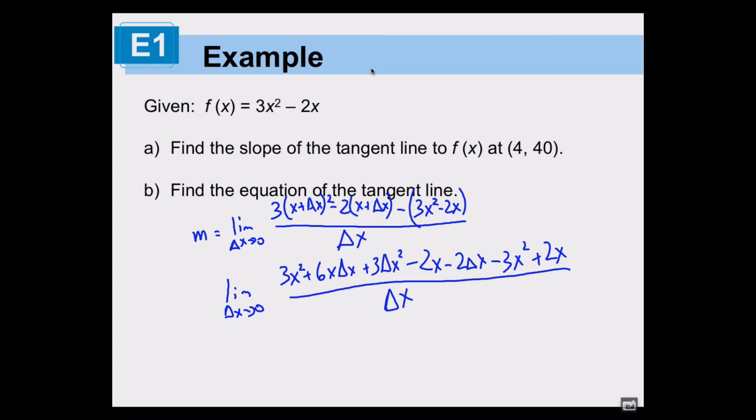Okay, what do we got? We got a 2x canceling with a negative 2x. That's good. We've got a 3x squared canceling with the negative 3x squared. So we get the limit as delta x approaches 0. These all have delta x's in them, so I'm going to skip a step here and factor out a delta x.